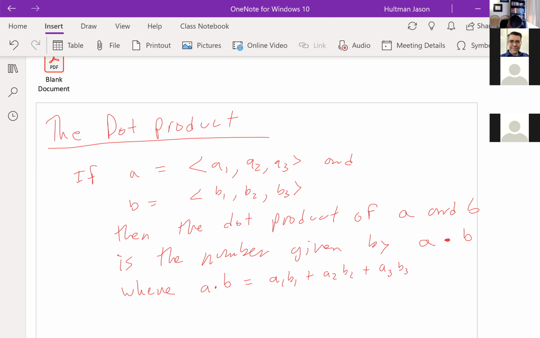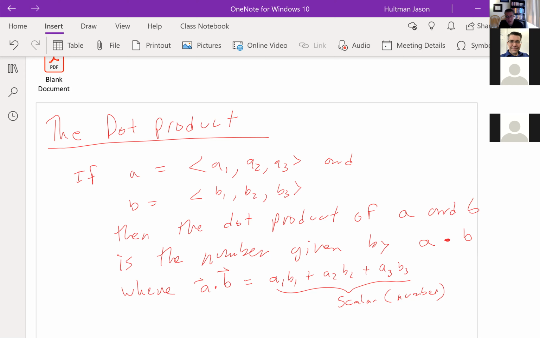Notice that this thing is no longer a vector. This is a scalar, we call it. This is just a number. It's a scalar. This dot product turns vectors into scalars. This A was a vector, this B is a vector, but it turns it into a number. It's a scalar value.